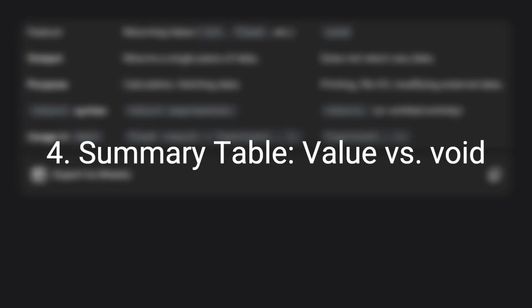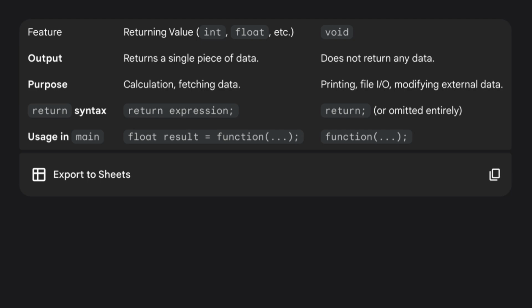Fourth, summary table, value versus void. This is a comparison table between functions returning values versus void.